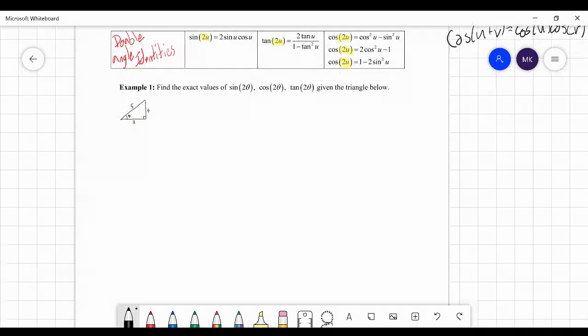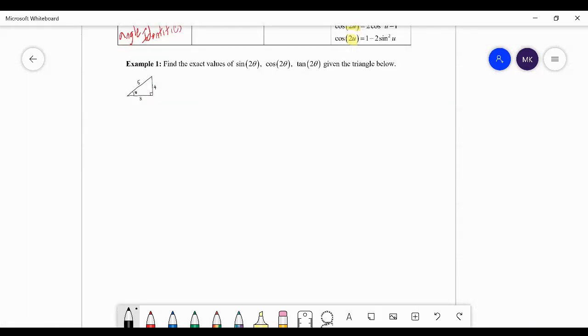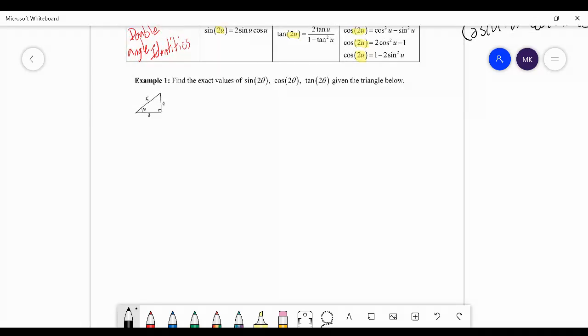So let's actually apply these. Given this triangle, we want to find the exact values of sine of 2 theta, cosine of 2 theta, and tangent of 2 theta. So we can easily find sine, cosine, and tangent of theta here, and let's do that really quick. Okay, so sine of theta is opposite over hypotenuse, so that is our lovely 4/5. Cosine of theta is going to be adjacent over hypotenuse, or 3/5. And tangent of theta, opposite over adjacent, or 4/3.